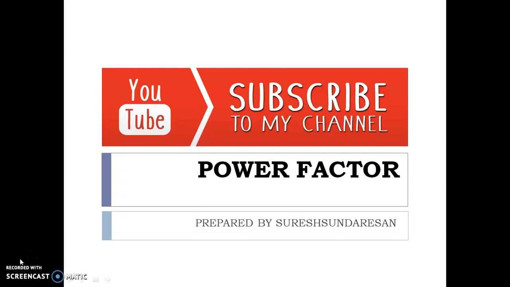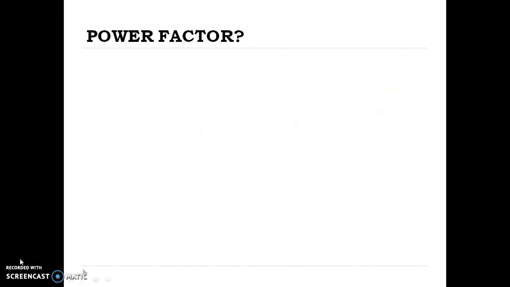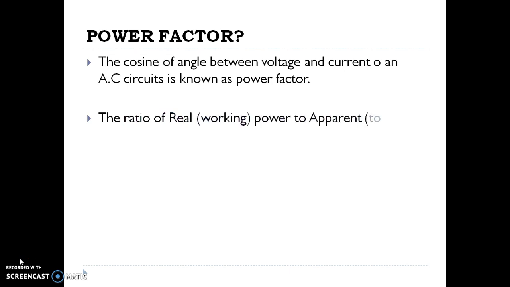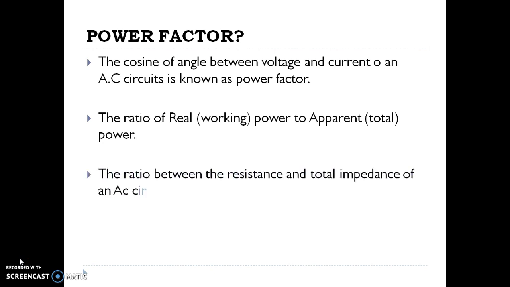Today we are going to see power factor. Definition of power factor. There are three different types of definition available for power factor. We will see one by one. First one is cosine of angle between voltage and current in the AC circuit. Next one, the ratio of real power to the apparent power is called as a power factor. Next one, the ratio between resistance to the total impedance of the AC circuit is called as a power factor. These are three different types of definition for power factor.